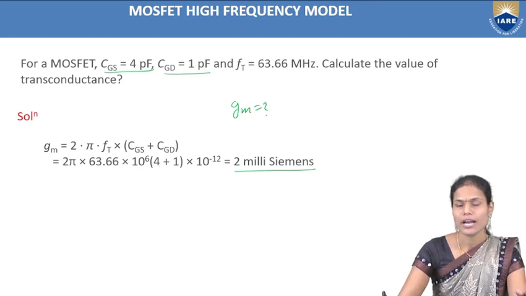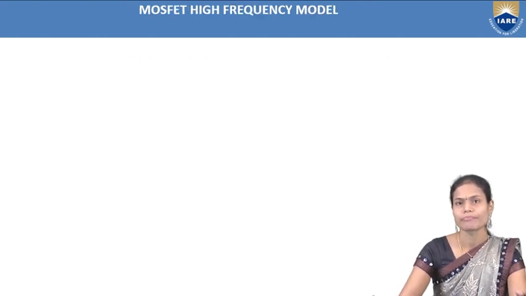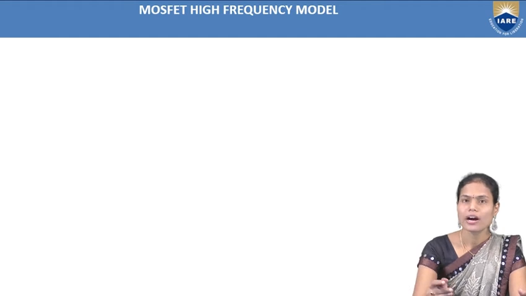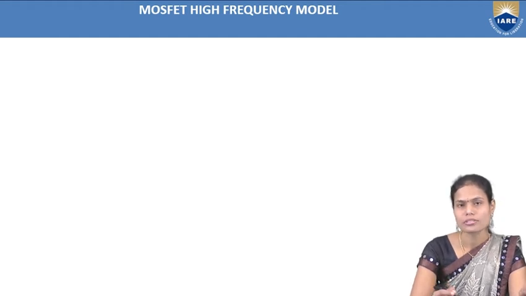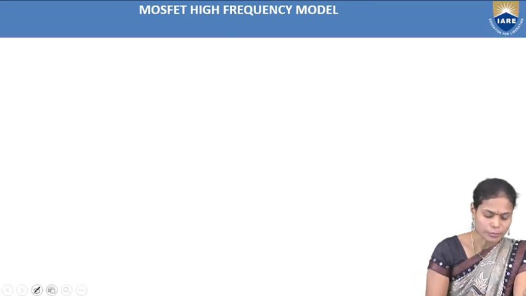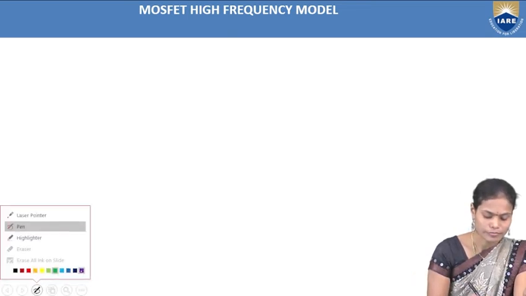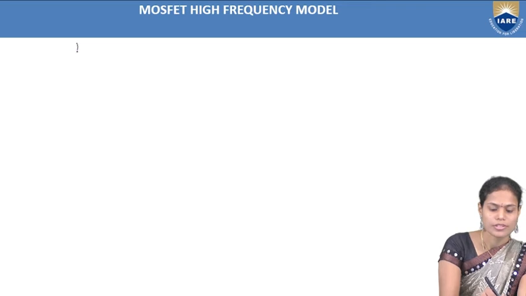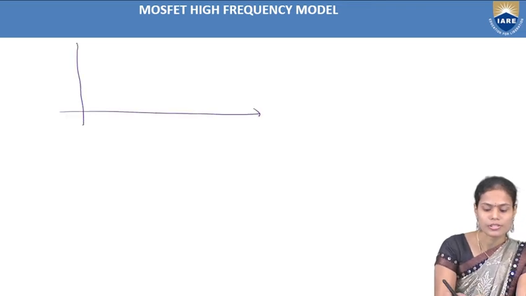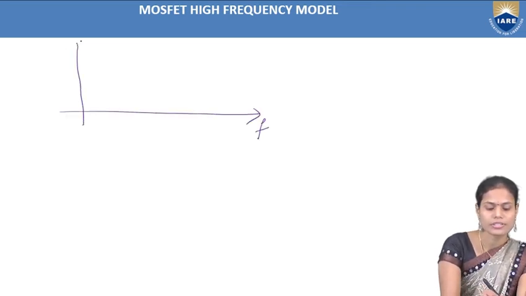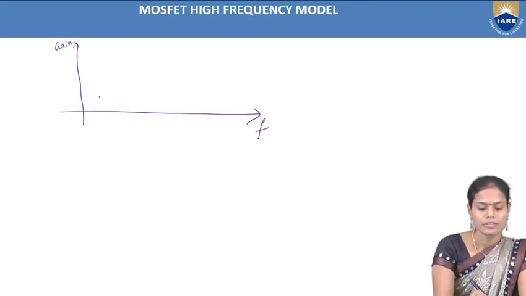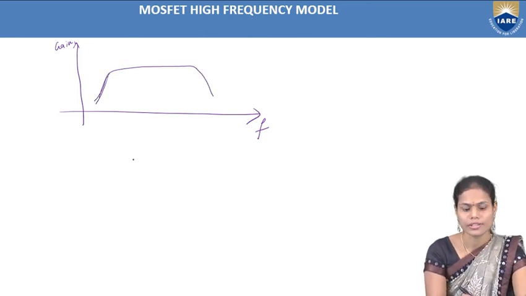So from this high frequency model, and how each and every capacitor will affect the high frequency response of the circuit, we'll see now. Generally, I am considering one frequency response, that is frequency versus gain. So this is the frequency response curve we will get.